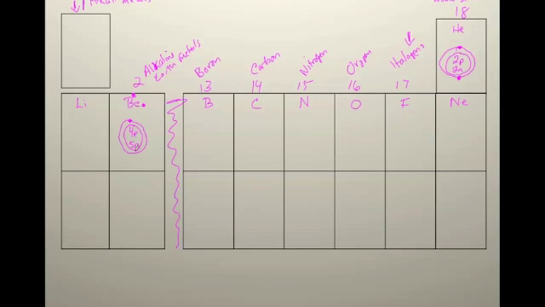So it has 2 electrons in the K shell and 2 electrons in the L shell, and that corresponds to the Lewis dot structure right there. And its electron configuration would then be 2 for the K, 2 for the L shell.